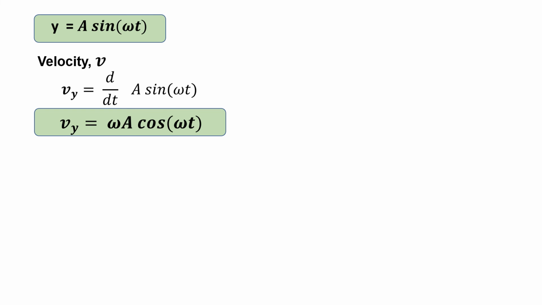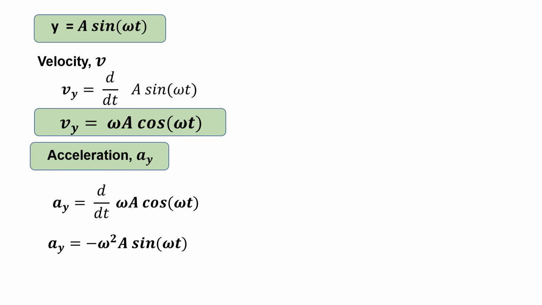Now, untuk mencari acceleration A, kita derive v terhadap masa, iaitu dv over dt. Acceleration A is equal to dv over dt. Kita akan dapat Ay is equal to minus omega square A sin omega t. Ini adalah simple harmonic motion acceleration in terms of time t.